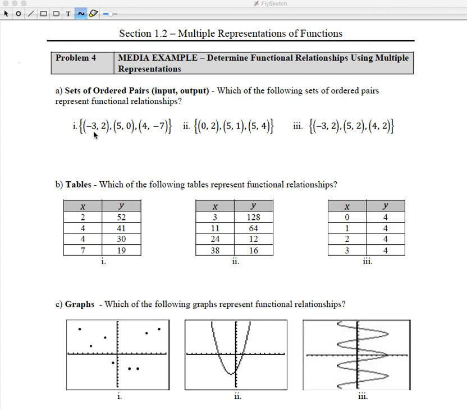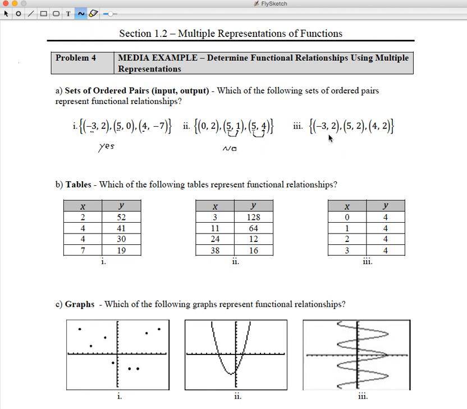representing a function. So if I'm looking at this first data set, I see my inputs are -3, 5, and 4. And what we have then here is a function because each of those inputs is unique. If I look at my second data set here, I'm looking at inputs of 0, 5, and 5, and this is a problem because here in this ordered pair, 5 is associated with the output of 1. Here, the input 5 is associated with output of 4, so we do not have a function here according to our definition of a function.